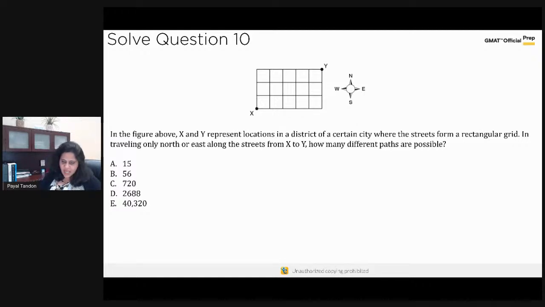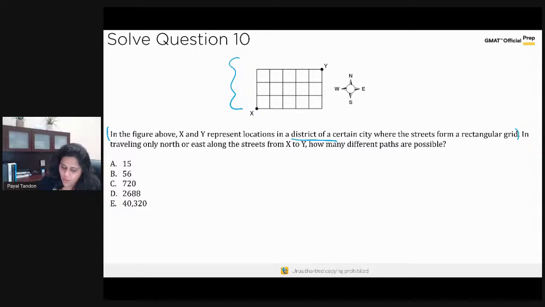So let's solve this. In the figure above, X and Y represent locations in a district of a certain city where the streets form a rectangular grid. Now, again, this image is given to you. So that's something which you don't need to visualize. You don't need to come up with this image from this statement. Which is a good thing.